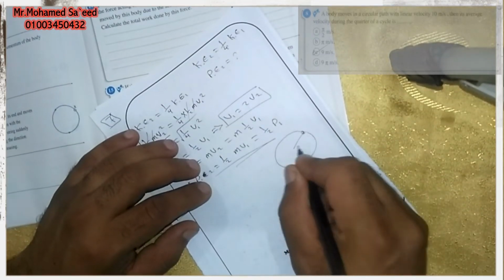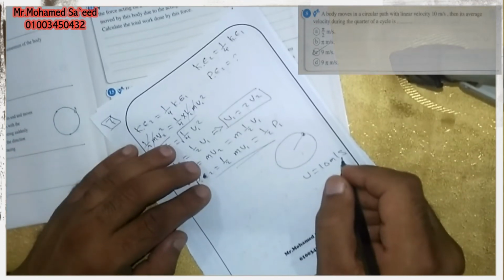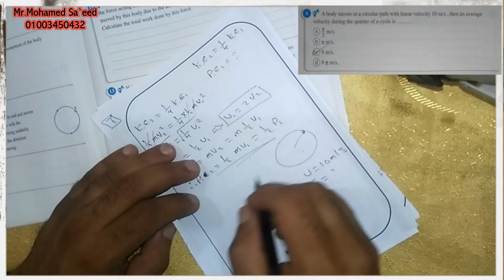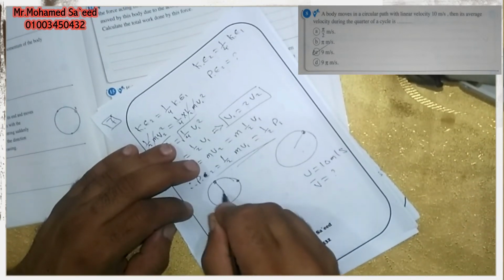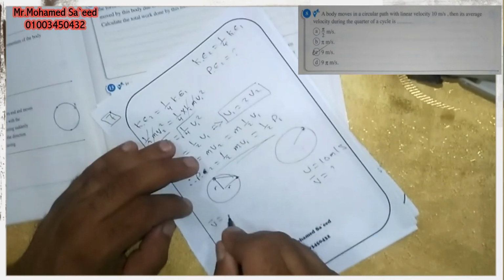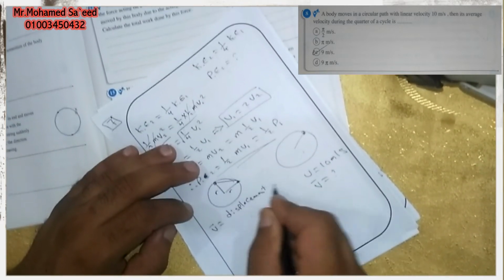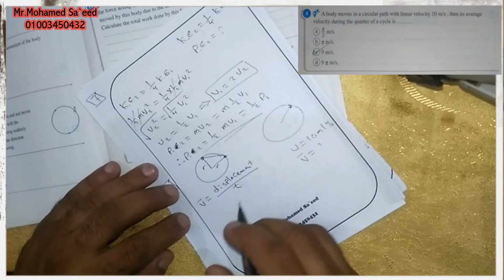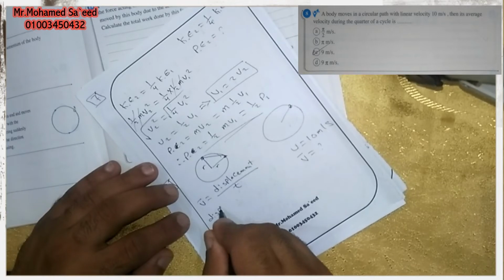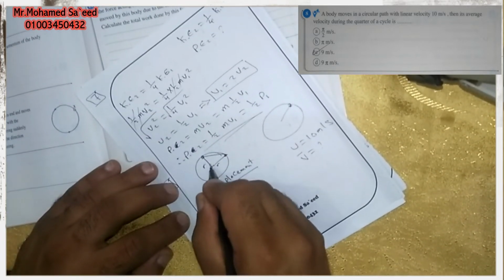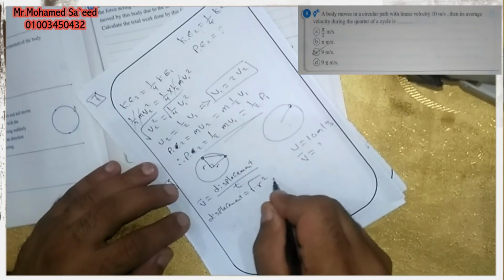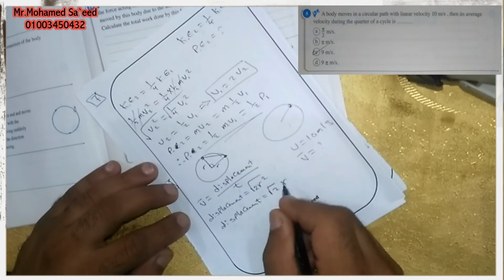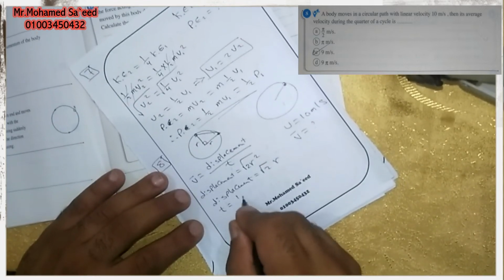A body moves in a circular path with velocity 10 meters per second. Then its average velocity, v dash, equals what? During the quarter of a cycle, when it covers a quarter cycle. We have learned before v dash equals displacement over time. Displacement, from Pythagoras, equals square root of r square plus r square, which means 2r square. So displacement equals square root of 2 r, and t equals 1 over 4 periodic time.